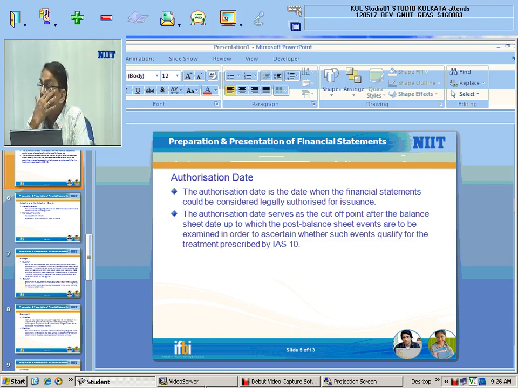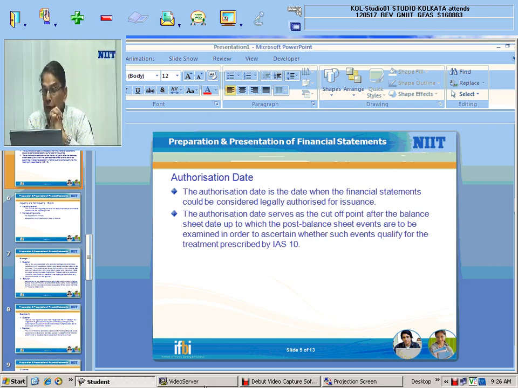Like the State Bank of India, as I give you the example, if on 19th May the State Bank of India board authorizes the financial statements for issuance, and the financial statements are issued on that date, that date will be the authorization date. The annual general meeting of the shareholders may take place in September or October, and the shareholders may approve the financial statements at that point of time. But the authorization date for the purpose of the financial statements would be considered 19th May, the date on which the management authorizes the issuance of the financial statements.